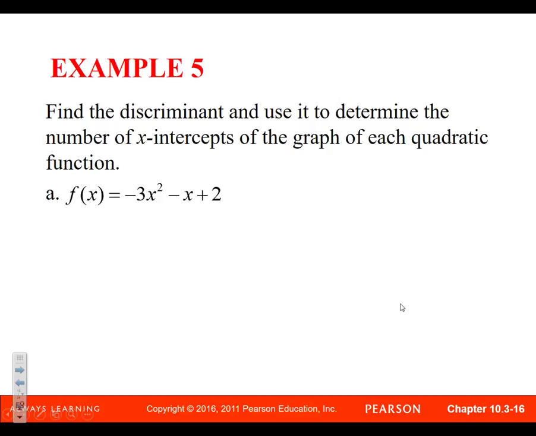Here is our example. It wants us to find the discriminant and determine how many intercepts this is going to have, and tell me where they're at. That's what we didn't do on the other problem, but anyways, we're doing it now. So go. Find me the discriminant.